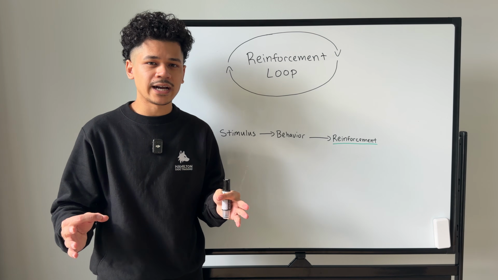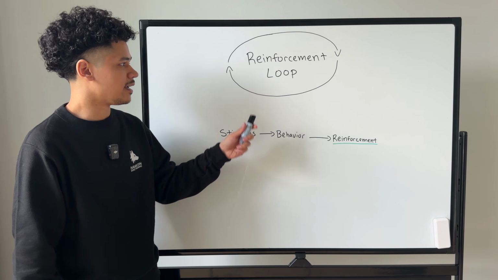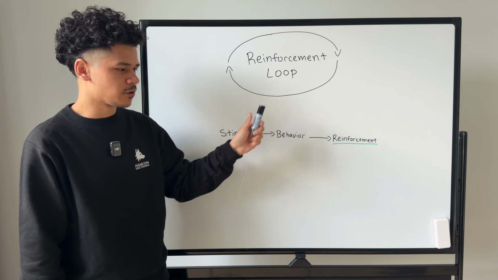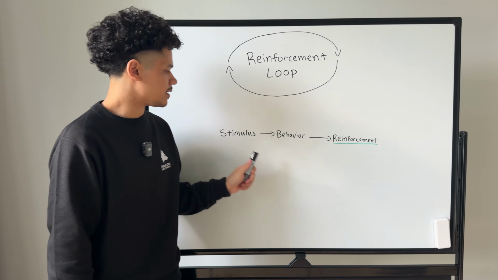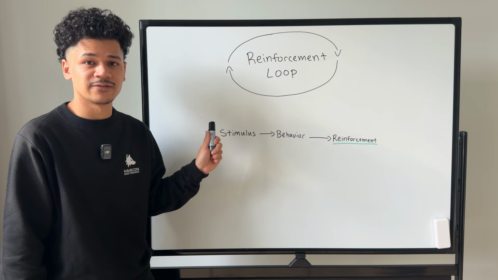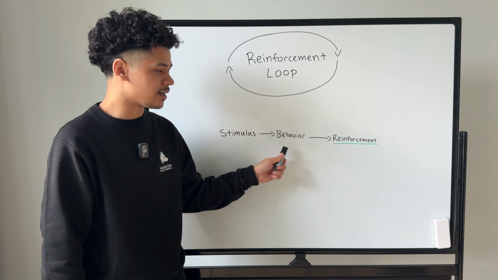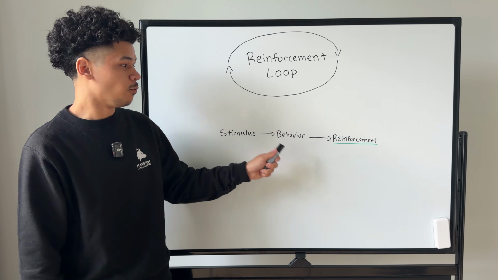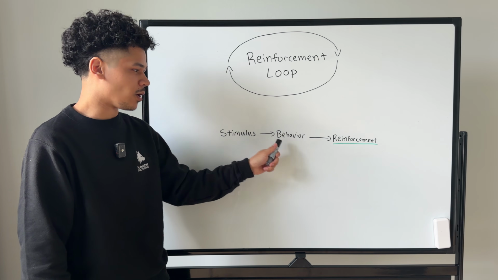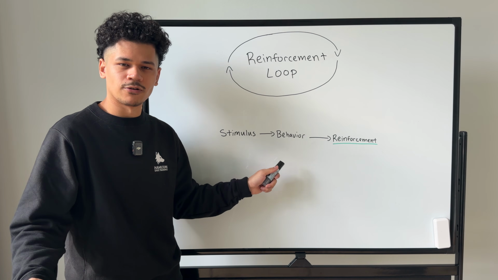So the reason why your dog is reactive is because they're stuck in a reinforcement loop. And a reinforcement loop has three components. The stimulus is the thing that your dog is reactive towards. In this case, it's the other dogs that they see in the environment. The behavior response is the thing that your dog does when they see those dogs in the environment. So barking, lunging, pulling towards them, and so on.